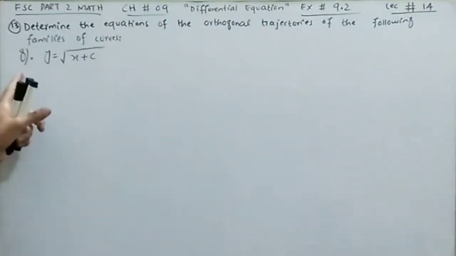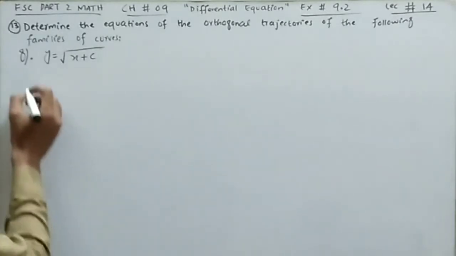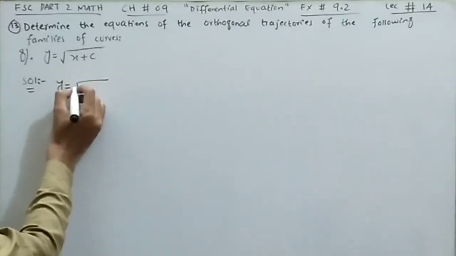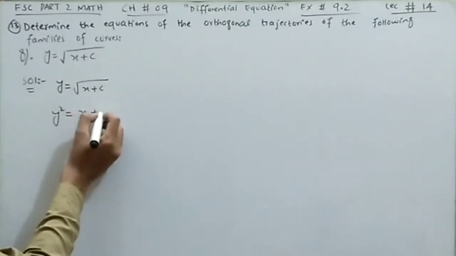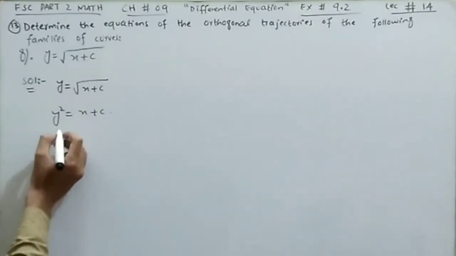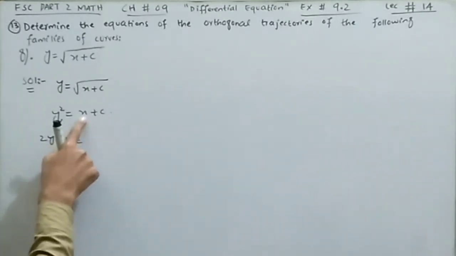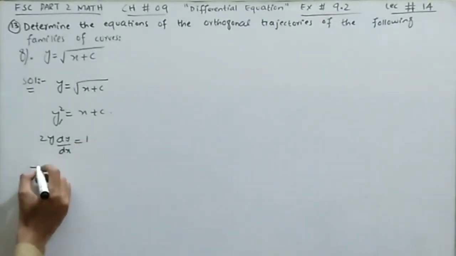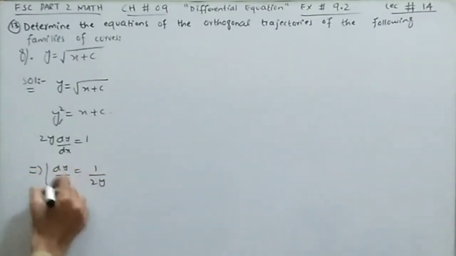Now let's solve part number g. y is equal to square root of x plus c. Find the equation of the orthogonal trajectory of this curve. So move to the solution. Our curve is y is equal to square root of x plus c. Taking the square on both sides, it becomes y square equal to x plus c. Taking the derivative of both sides with respect to x, the derivative of y square is 2y times dy by dx, which is equal to the derivative of x, which is 1, and the derivative of c is 0 because it is a constant. So from here, dy by dx is equal to 1 over 2y.